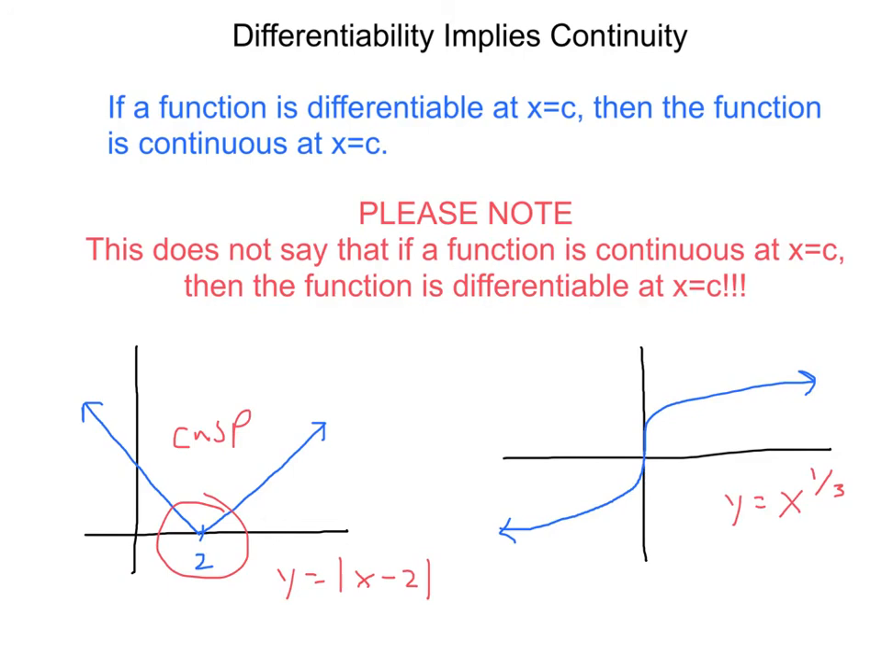So in this case right here, we have a vertical tangent line. And when I have a vertical tangent line, I know the derivative doesn't exist.